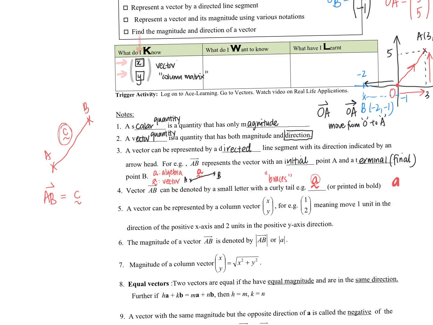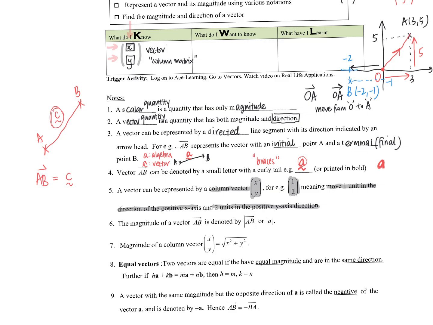Okay, so I have just told you that a vector is usually like a column matrix. So 1 means you move 1 to the right. Okay, 2 means you move 2 units upward. So up is positive, down is negative. Right is positive, left is negative. Like your XY axis.